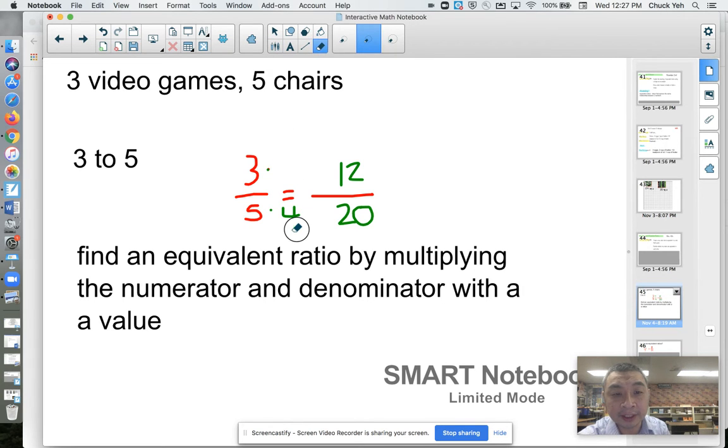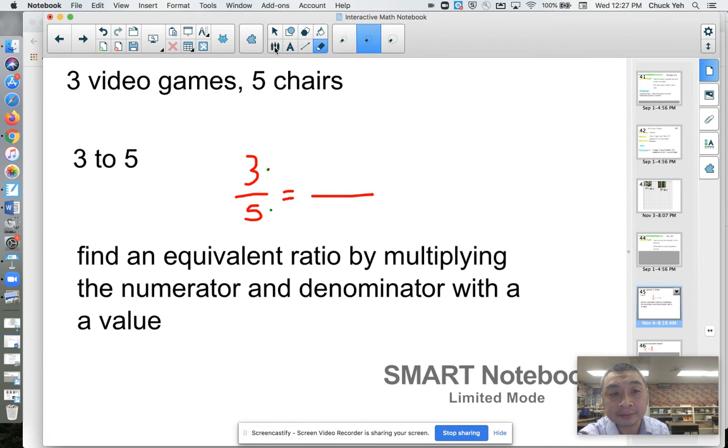Another way you can figure it out is that you can cross multiply. If you cross multiply and the products are the same, then they're equivalent. Again, product is the answer to a multiplication problem. So 3 times 20 is 60. 5 times 12 is 60. So 60 and 60. So they're equivalent. All right. Let's do one more.